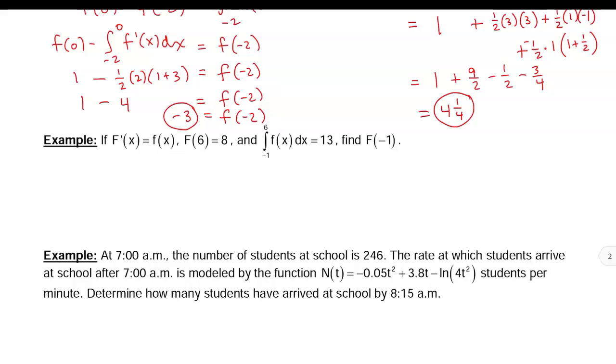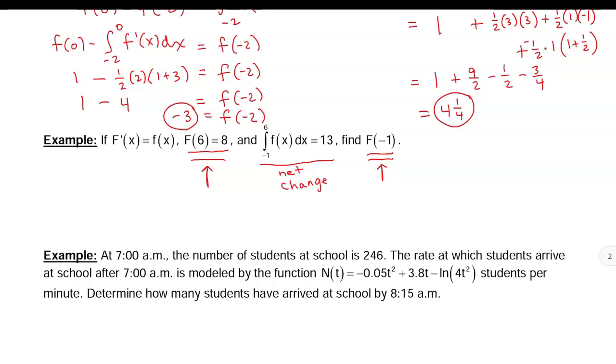Our next example, we are given f of 6, and we are given a net change of 13 for an integral that goes from -1 to 6. Then we are to find out f of -1. Since -1 is smaller than 6, this is going to represent a starting amount. This represents an ending amount, and of course this is our net change.